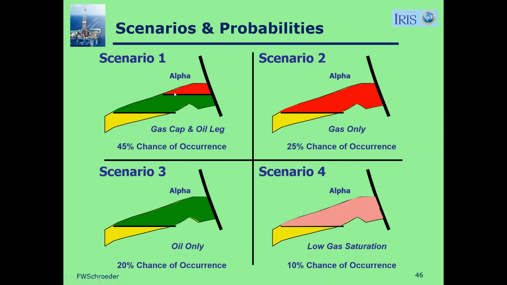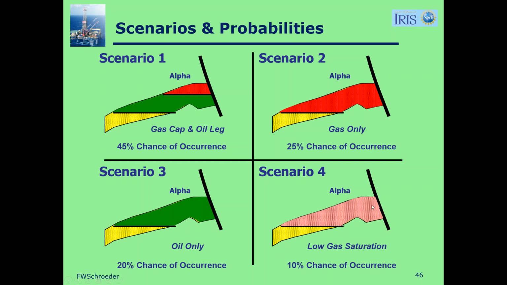So with alpha in my little example we had, we might say, well, there's 4 main possibilities that we can envision. One is that we have a gas cap in an oil leg, and maybe we say there's a 45% chance that this is the right picture. There might be only gas in the reservoir, and maybe we say there's a 25% chance that this is the correct picture. The third possibility is we only have one fluid, but it's all oil, and maybe we estimate that has a 20% chance of occurrence.